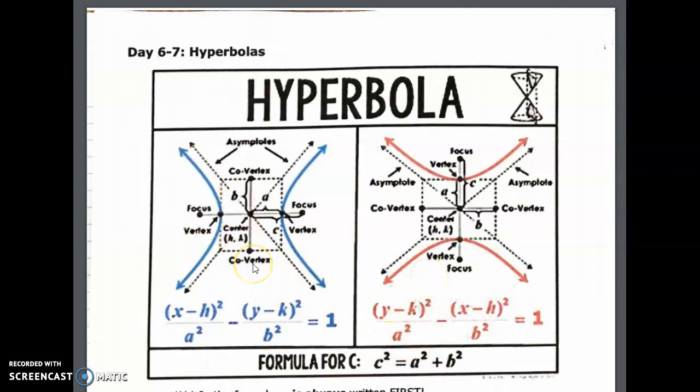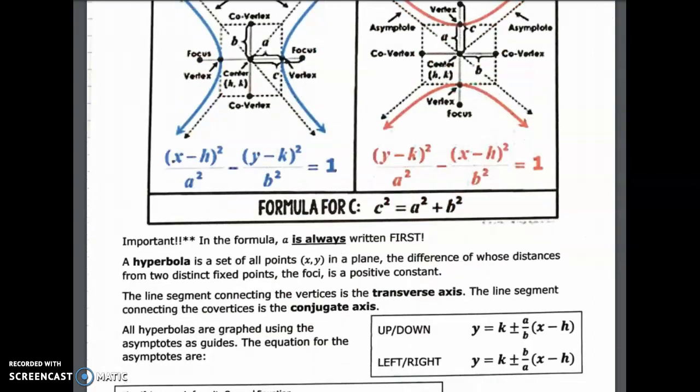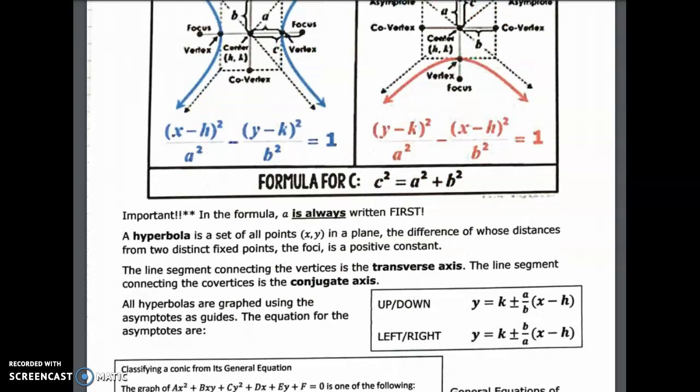All of these measurements are the same as they were in ellipses. So your A is your distance from your center to your vertex. Your B is the distance from your center to your co-vertex, and your C is the distance from the center to the focus. To find your C using your A and B values in a hyperbola, you're going to add your A squareds and your B squareds. So an easy way to keep this in mind is your A squared is always written first in the standard form of your equation.